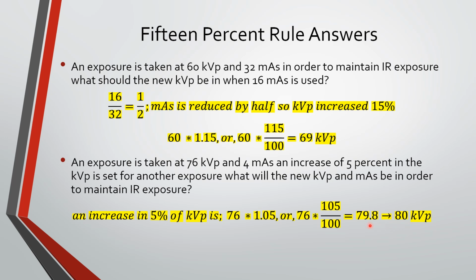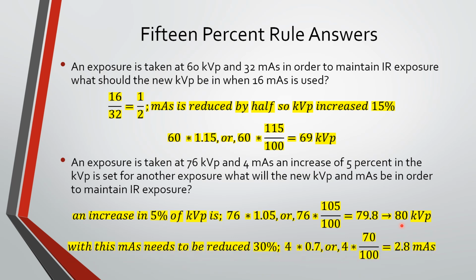We can't use 79.8, but we can use 80 kVp. Now we need to reduce that mass by 30% in order to maintain the IR exposure. With this, the mass needs to be reduced. So 4 times 0.7, which is a 30% decrease, gives us 2.8 mass. So the new technique that will maintain the same IR exposure is 70 at 2.8 mass.